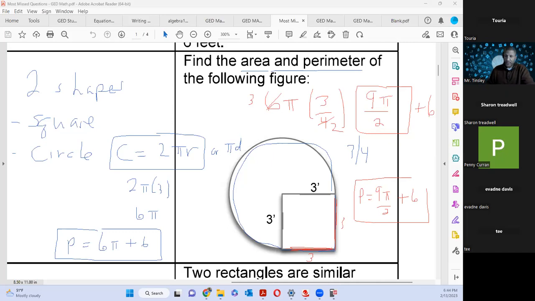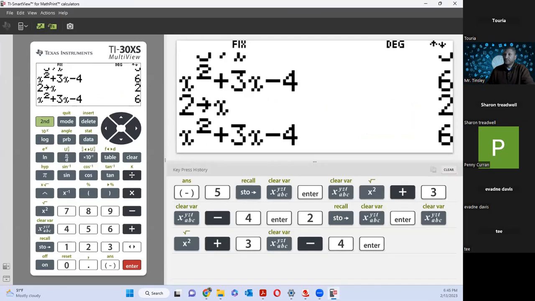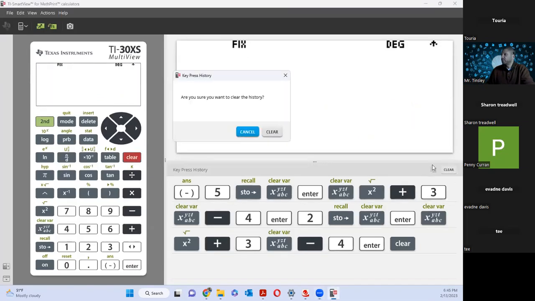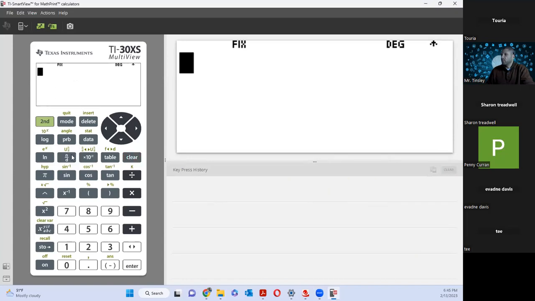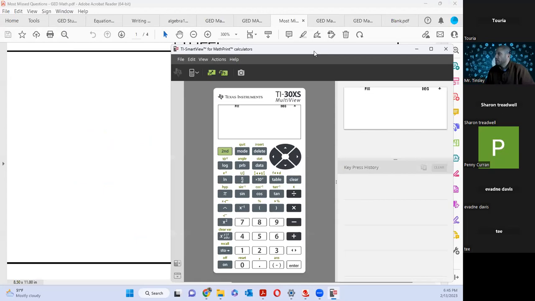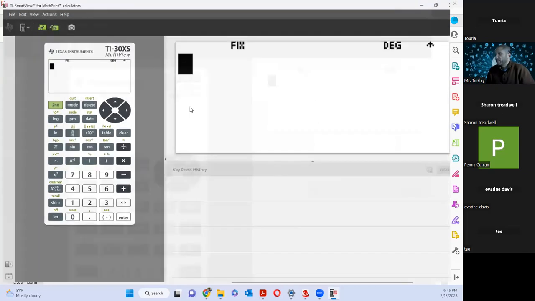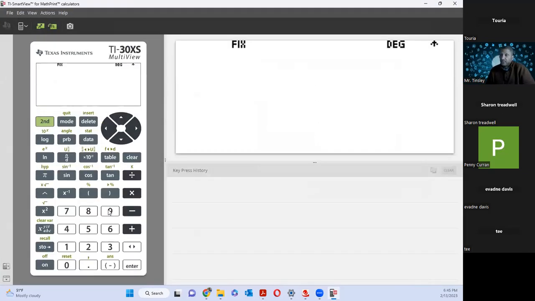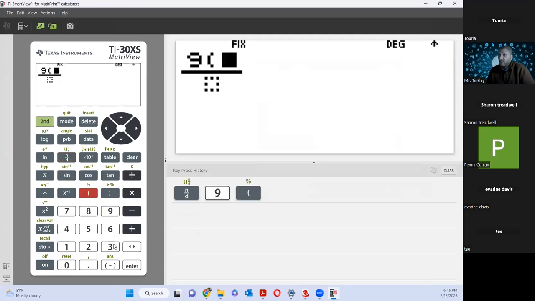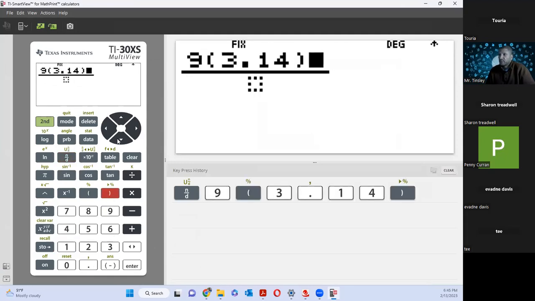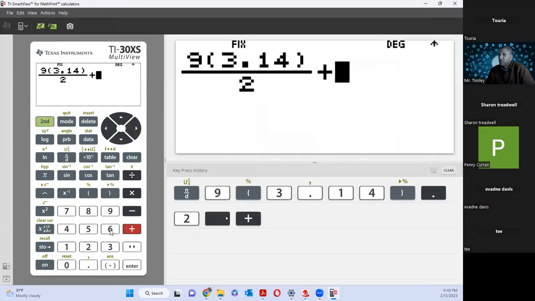Now, if I'm using my calculator, let me clear everything out. So again, it was 9 pi over 2 plus 6, I think. How would you put that in your calculator? 9 times 3.14 divided by 2, plus 6. Then we get our answer. The perimeter of that object is 20.